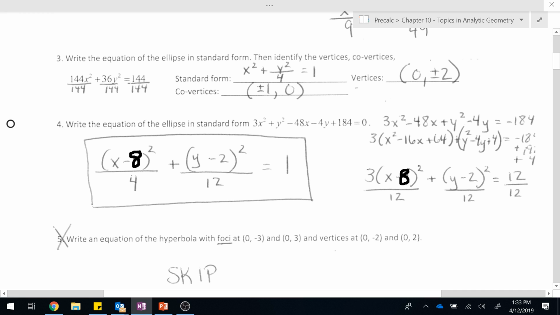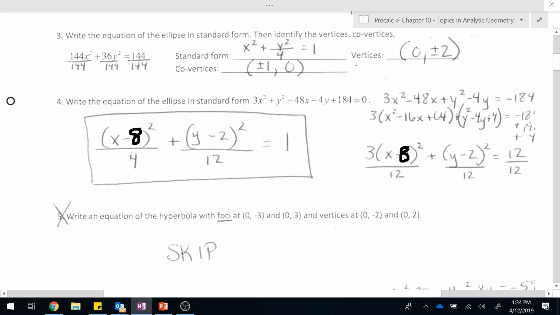Number 3. You had 144x squared plus 36y squared equals 144. Just divide through by 144 so you can get the equals 1 on the right side. So the x term goes away. The y term becomes y squared over 4 equals 1. So your a value or your b value here, the larger one is going to be under the y term. The smaller one, since it's not really there, we know that it's 1. So your co-vertices are plus or minus 1, 0. Your vertices are 0, plus or minus 2.